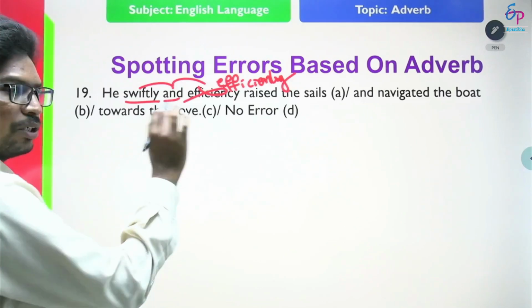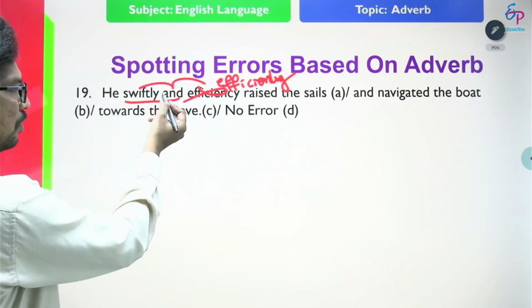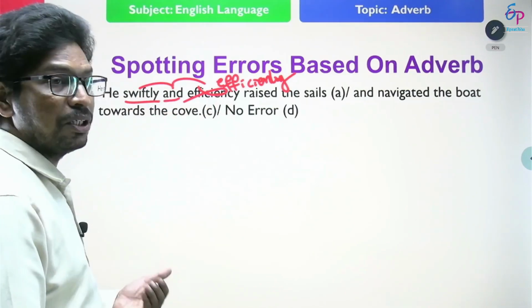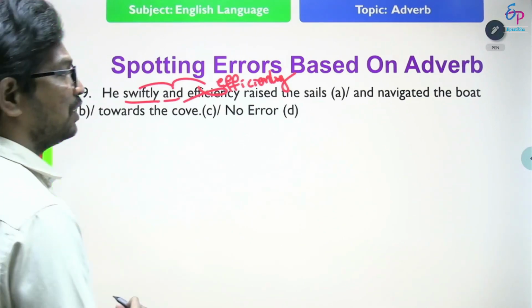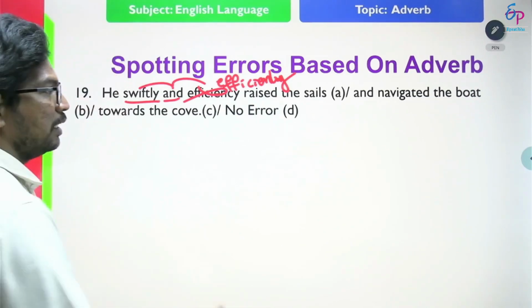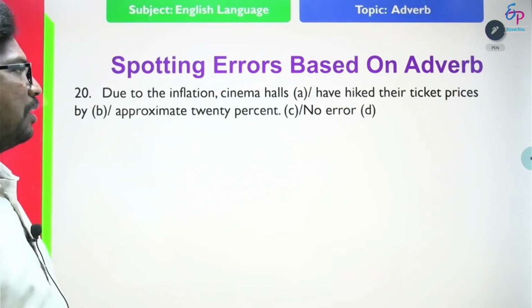Adverb. Now and connects equal parts of speech. Adverb to adverb, noun to noun. So here adverb is used before and. So adverb also should be placed after the and here. He swiftly and efficiently raised the sails is correct. Error is at A.